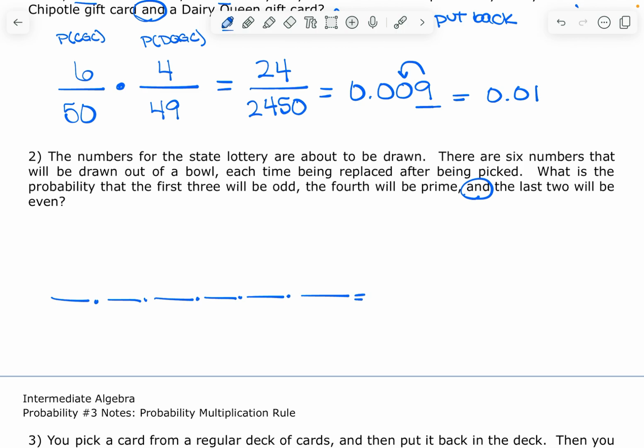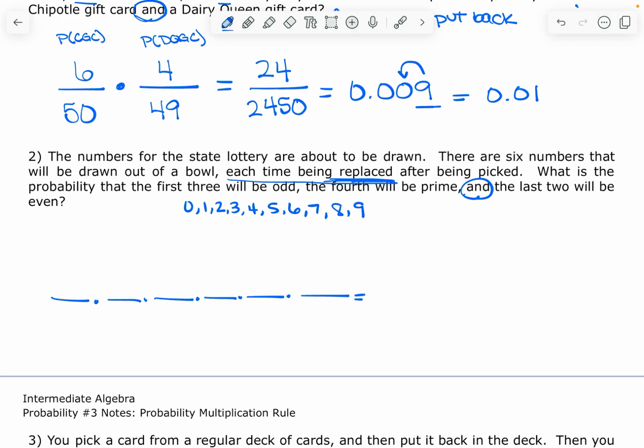Assume that when we're talking about the state lottery, the numbers are going to be any single digit number. So I have 0, 1, 2, 3, 4, 5, 6, 7, 8, and 9 that I'm drawing from. Now it says each time being replaced. So once I pick it up, I'm going to put it back in for the next drawing. So that's going to be some good information for us to keep in mind.